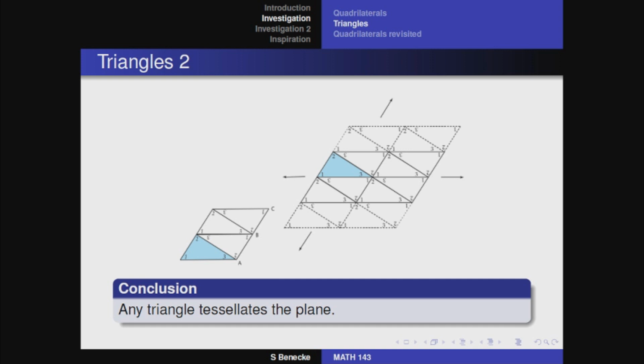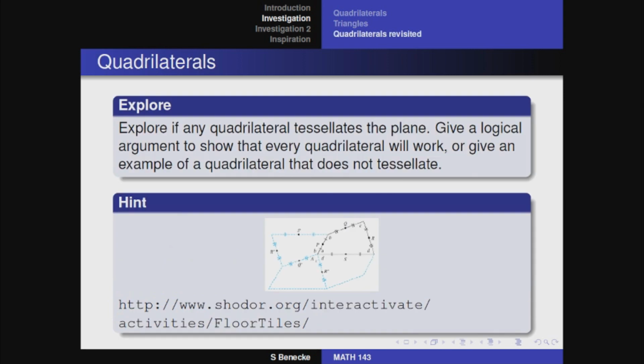So now we have a bunch of shapes. Triangles, squares, rectangles, parallelograms, therefore rhombuses. So if I have a quadrilateral in general, will that always work?